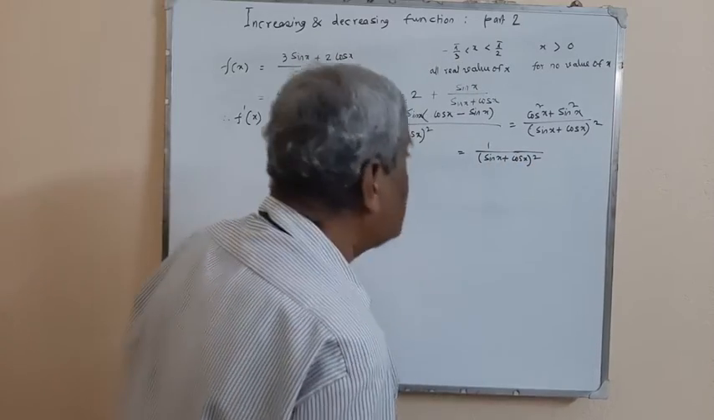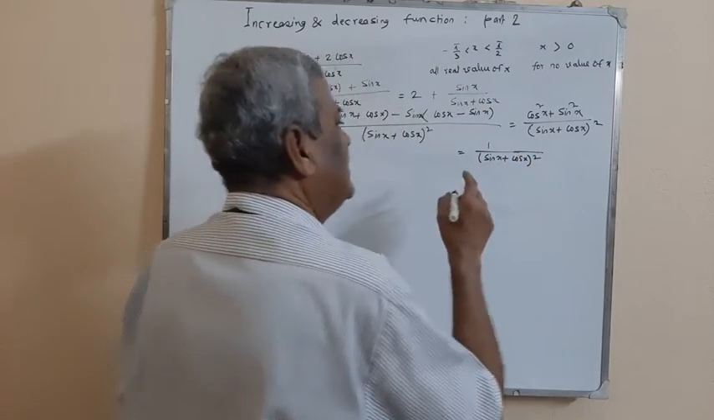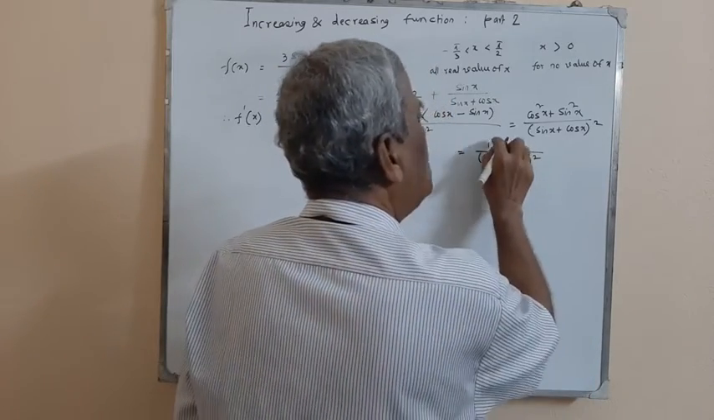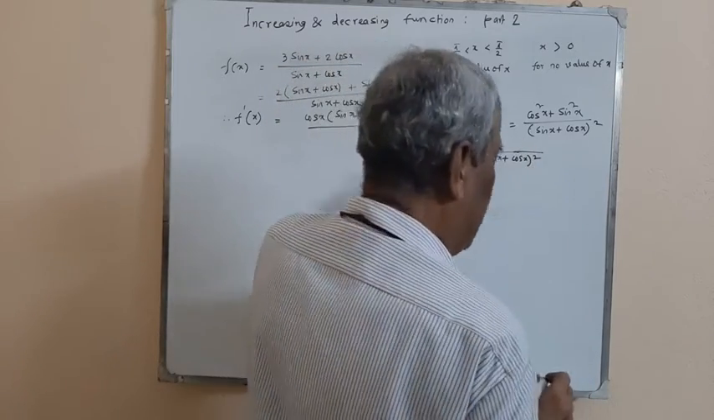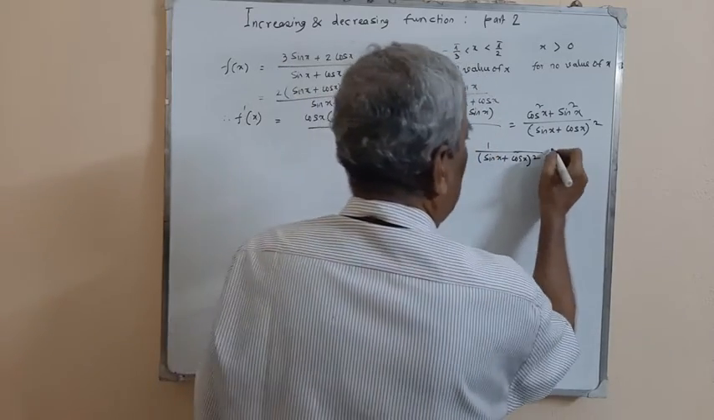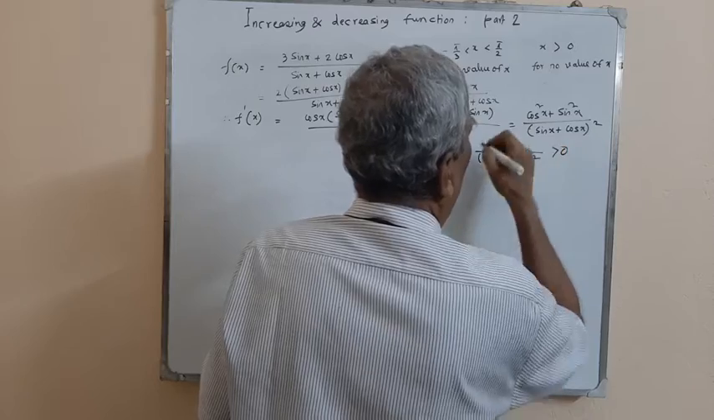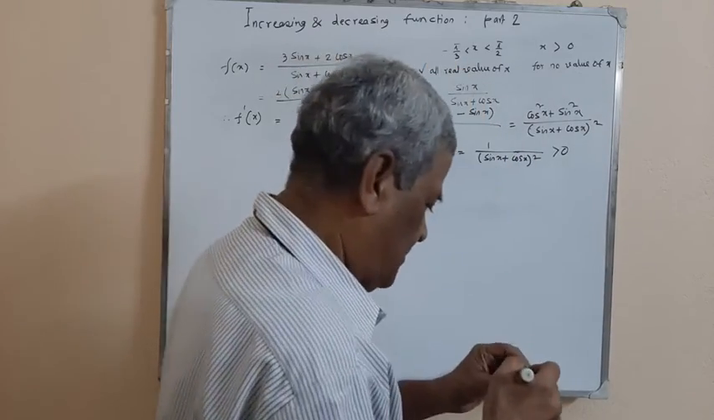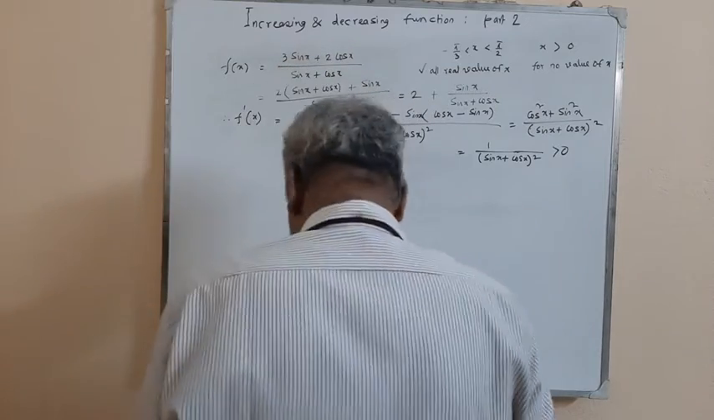Now it is clear that the denominator is positive and the numerator is simply 1. So it is positive for all real values of x. That is, this option is correct. Next.